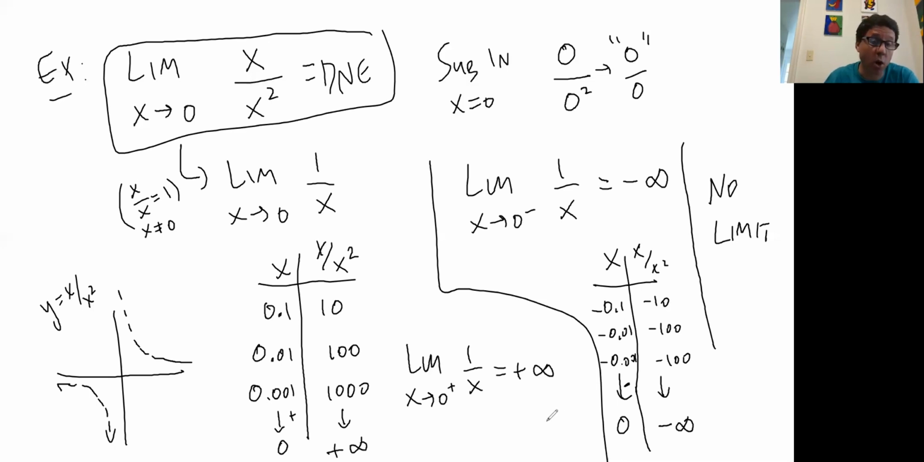In the last one, it resolved out. It did resolve out to be 1. In this case, it doesn't resolve out at all. So when does 0 over 0 resolve out to be something, and when does it not? That's the question we're asking.